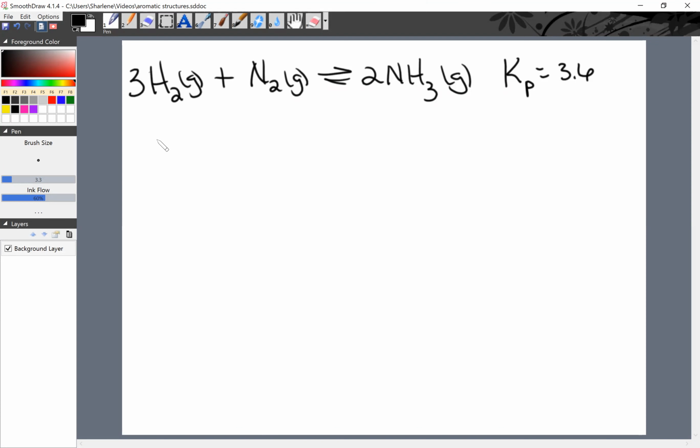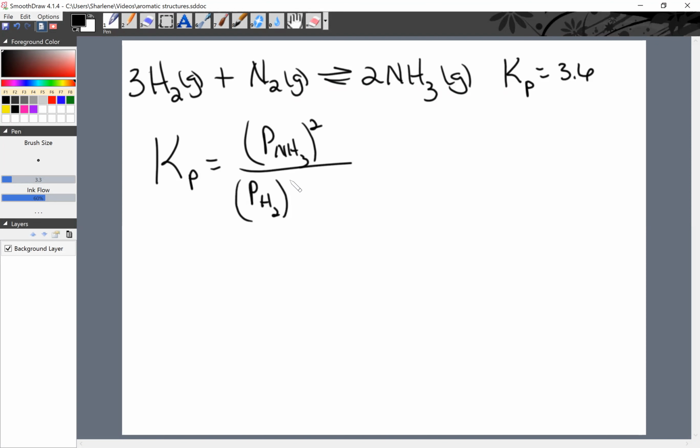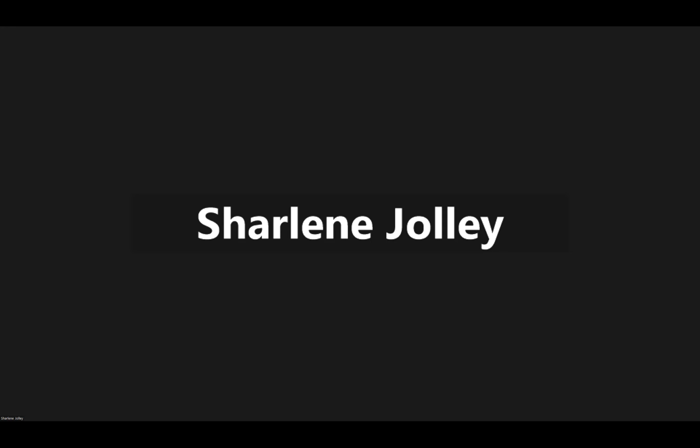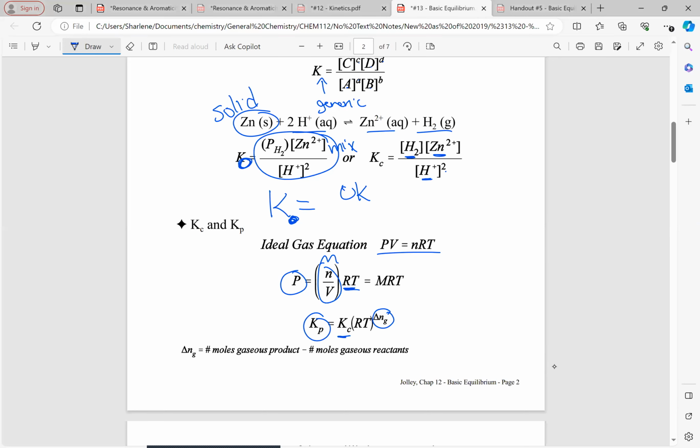All right, I can write this as Kp, the pressure of the ammonia squared over the pressure of the hydrogen cubed times the pressure of the nitrogen, equals 3.6. But what if I needed all of those in molarity? Well, guess what? Suddenly I don't remember it. Is it Kp or Kc first? I'm going to jump back over and peek. Yeah, this is one I don't use as often. Let me see. So Kp is equal to Kc.